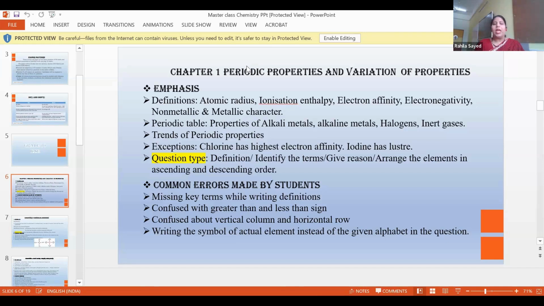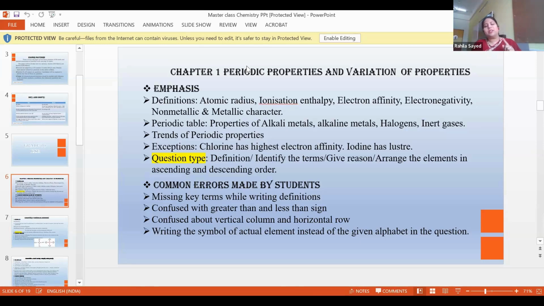Okay. Now, the common errors that are made while solving the questions on this chapter. Missing the key terms while writing definitions. This is already what I told you. Then you get confused with the greater than and less than sign. So to avoid it, I told you you can use commas also. Then you are also confused about the vertical columns and horizontal rows, whether they are asking you about the period or the group. So when they tell you down the group, that means they are talking about the vertical columns. And across a period, these are the horizontal.